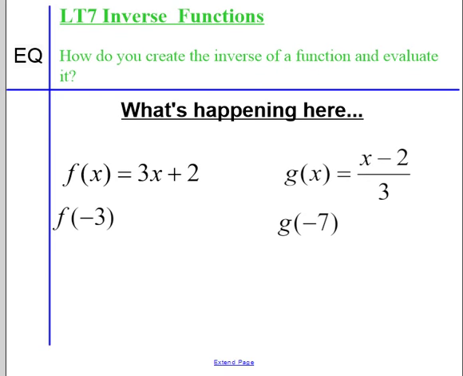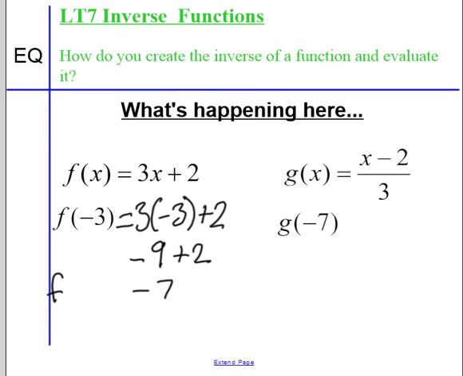So I plug in -3 into my f of x. Three times -3 is -9 plus 2. And this is equal to -7. So f of -3 is equal to -7. Let's try plugging a -7 into my g function.